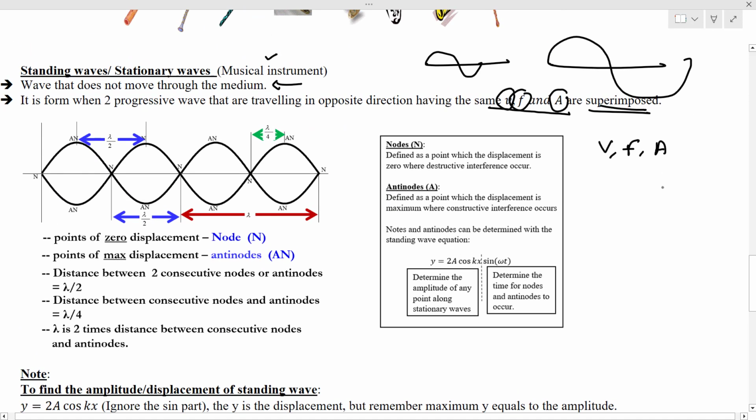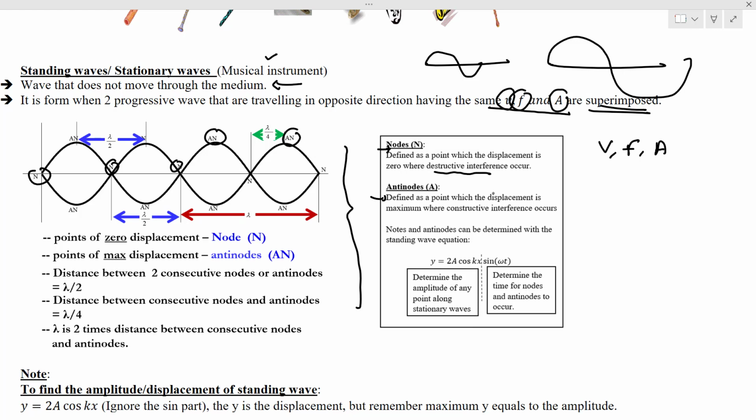Okay, so again, this is kita punya bentuk of kita punya stationary wave. Okay, ada node. Node ni, macam saya kata, what is node? Defined as a point which the displacement is zero, where destructive interference occur. Antinode pula adalah defined as a point which the displacement is maximum, where constructive interference occurs. Okay, so sebelum kita pergi kepada yang bawah ni, kita tengok yang dekat sini dulu. Okay, so ini dah terang tadi.